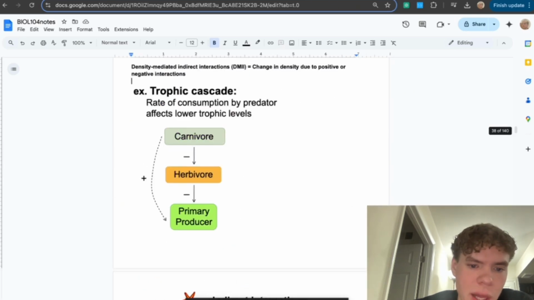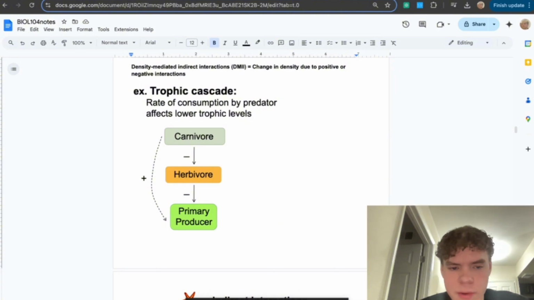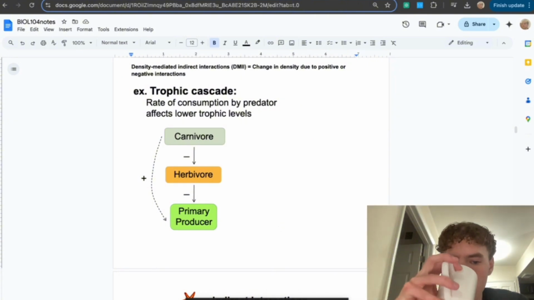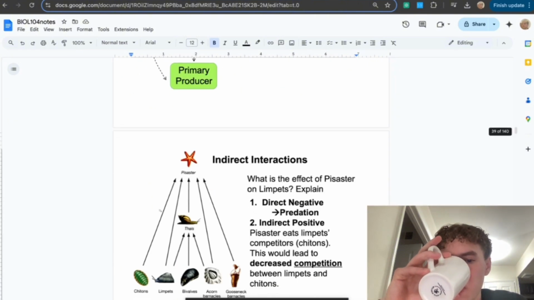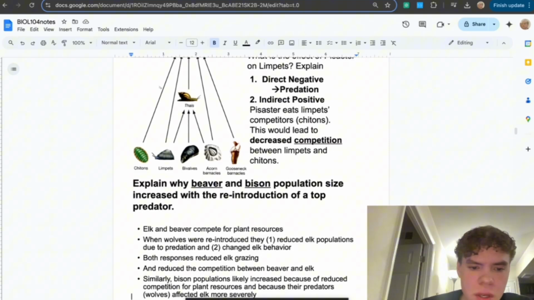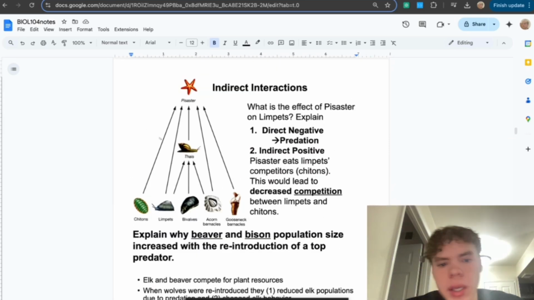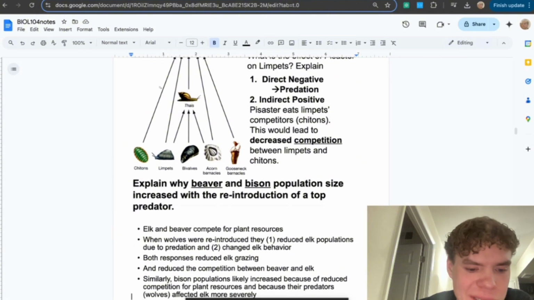Then we have our trophic levels. We see primary producer, and then we have our herbivores, and we have our carnivore, right? And then once again, we go back to indirect and direct, negative and positive interactions.